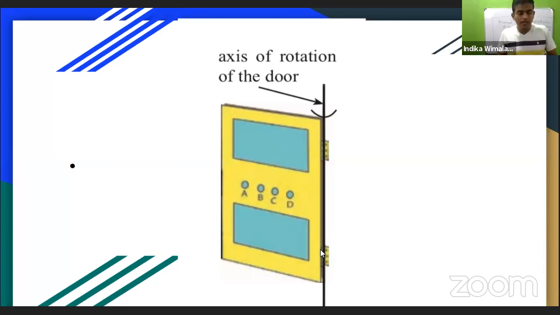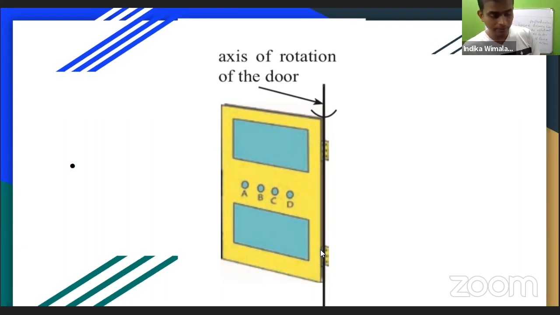So how to find the moment of force: you have to find the line of action, then find the perpendicular distance from the line of action to the axis of rotation. The perpendicular distance multiplied with the force gives you the moment of force. This is the way to calculate the moment of force, right?